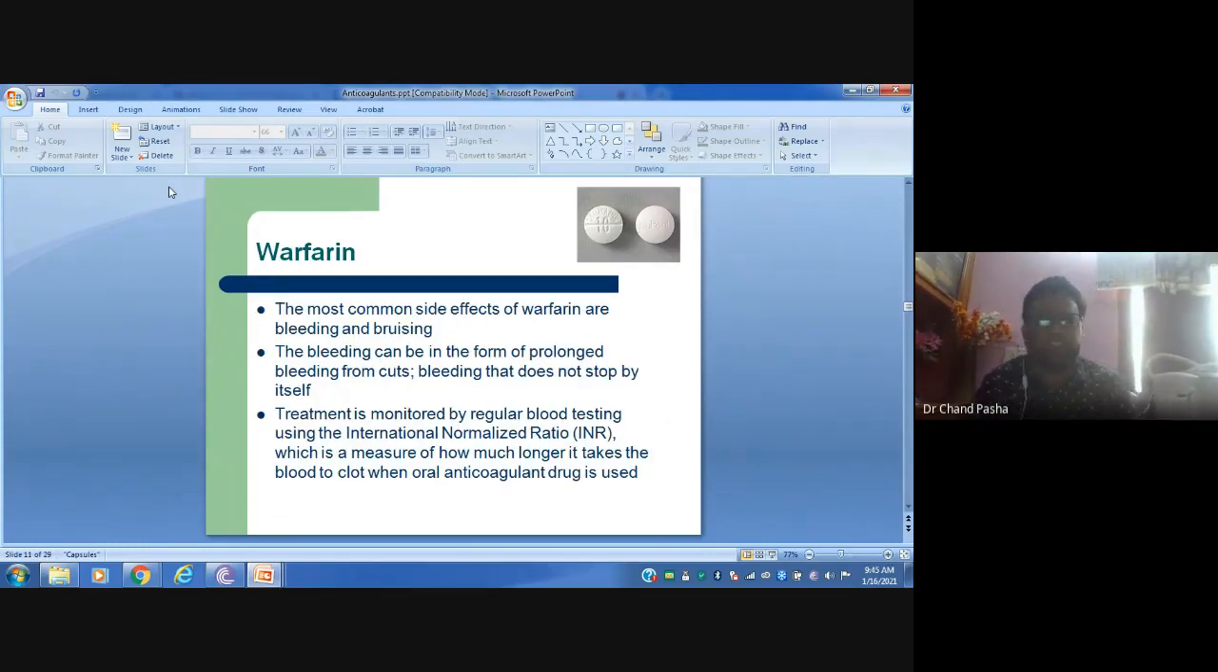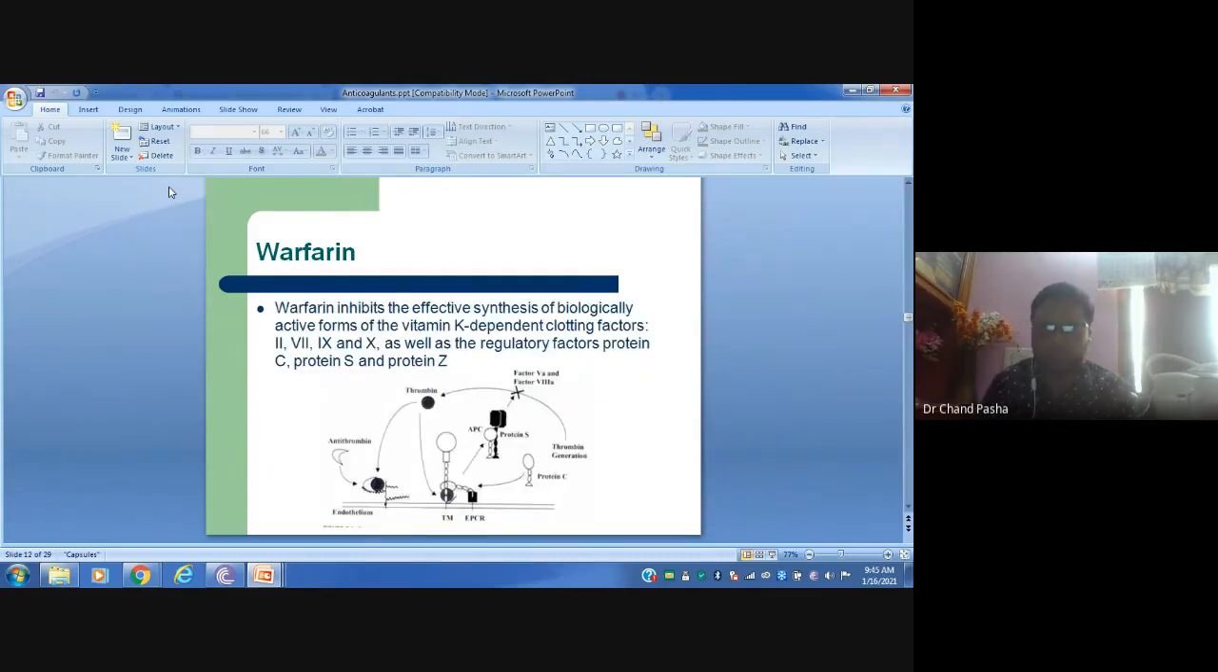And the side effects, with any anticoagulant, the common problem is bleeding with brushing, and maybe more anticoagulant activity, and that will lead to bleeding from the gums and sometimes joints, and if you have a cut, or sometimes piles, such kind of things. So these anticoagulants should be given in a controlled condition.